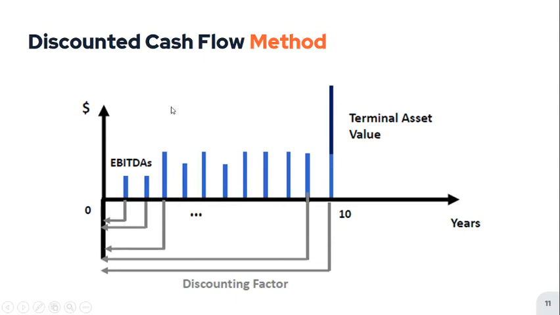For the discounted cash flow method, we do our DCF by estimating the potential revenue each year. In this example, we use 10 years, and in our last period, year 10, we calculate the terminal asset value by using the capitalization rate. After that, we use the discount factor to get the NPV, the net present value.